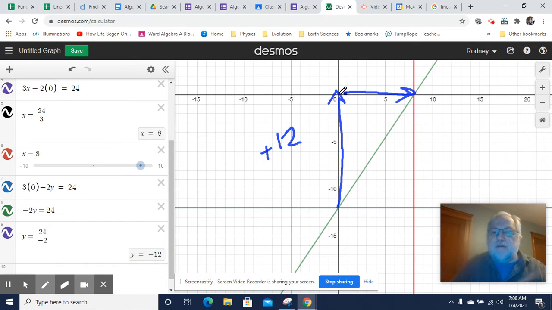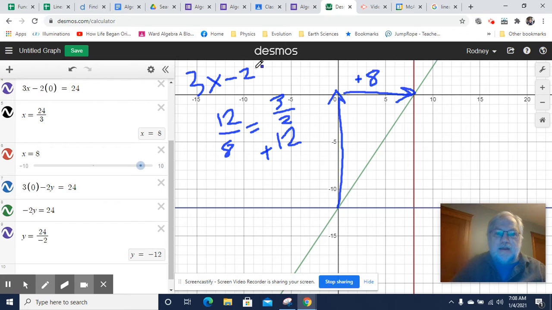And the run from 0 to 8 is plus 8. So our rise over run is 12 over 8, which we can simplify as 3 over 2. Now, 3 over 2, we have this equation that's 3x minus 2y equals 24. Now, where were we seeing a 3 and a 2 in our equation? Oh, there's a 3 here, and there's a negative 2 here.